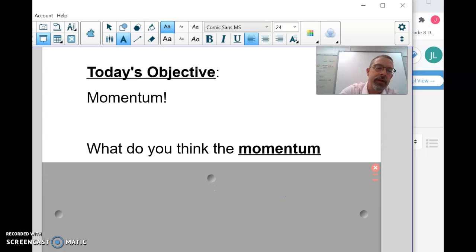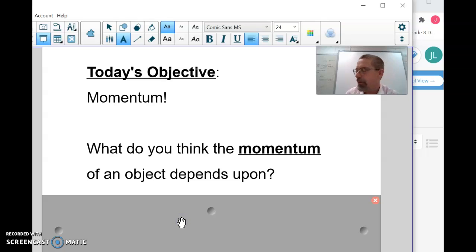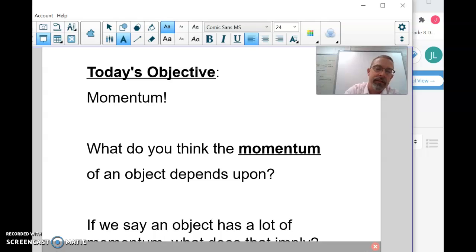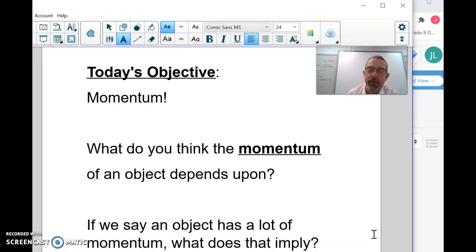And the question you've got to ask yourself is, what do you think the momentum of an object depends upon? A lot of times we'll say, hey, a sports team has momentum, or a political candidate has momentum. What does momentum mean in a physics sense? Okay, that's going to be what we are looking at today. If we say an object has a lot of momentum, what does that really imply? What does that mean? How do you know something has more momentum than something else?